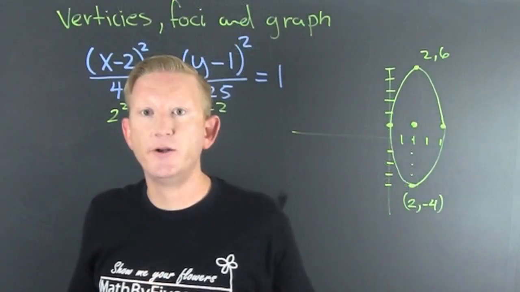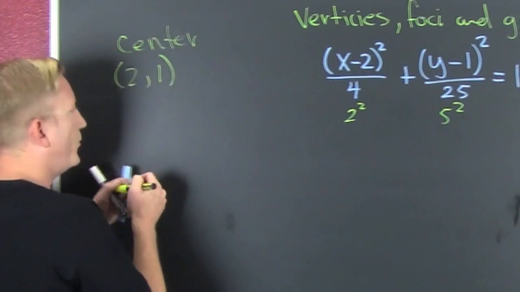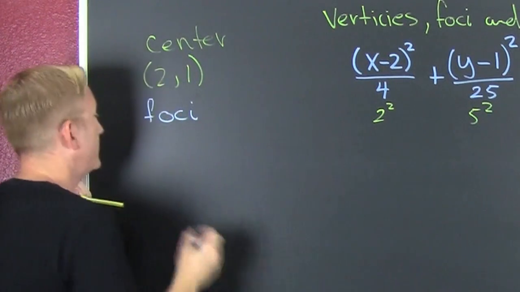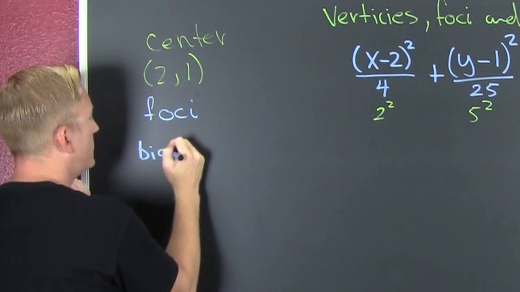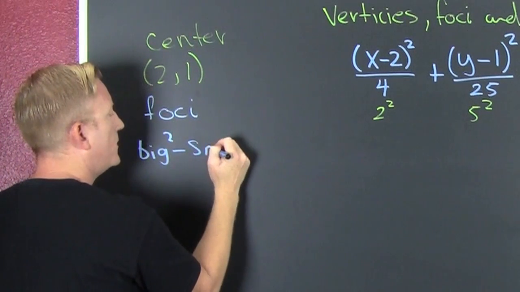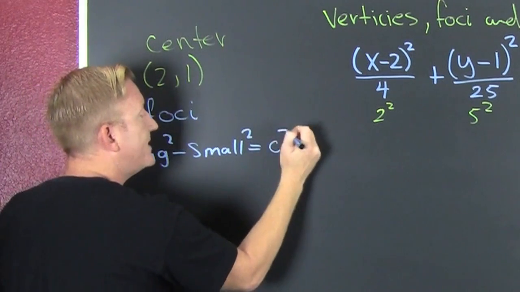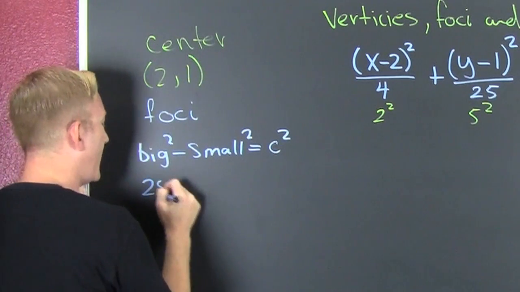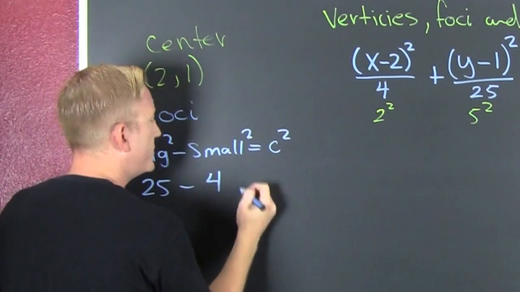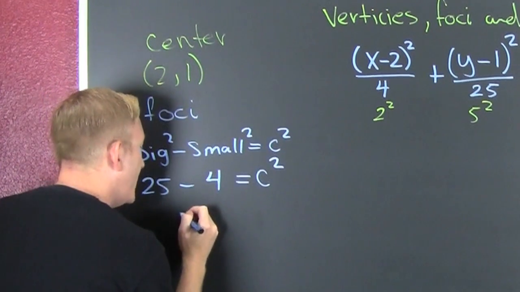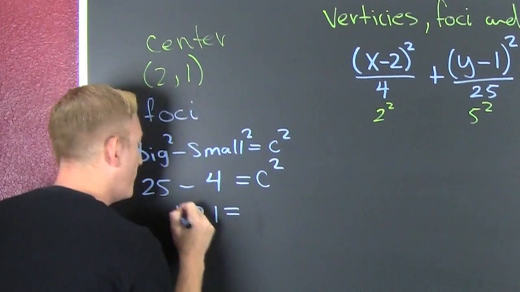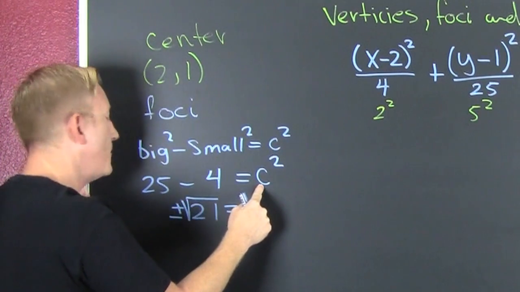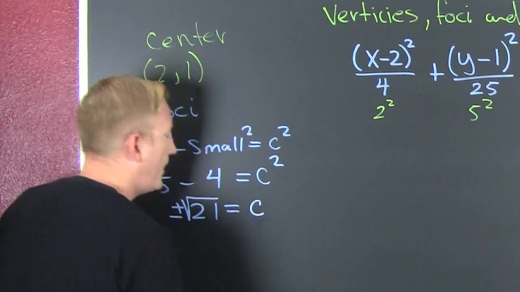Let's label our foci. In order to find the foci, we need to look at this. We need to find the distance away from center. What do I mean? I mean big squared minus small squared. That's going to be c squared. So our big squared is 25, because that's big. That's 25 minus our small, 4, and that's going to be c squared. So that's 21. That's going to be plus and minus the square root of 21, because the difference is 21, and then I take the square root of both sides. But I'm not going to forget the plus or minus.